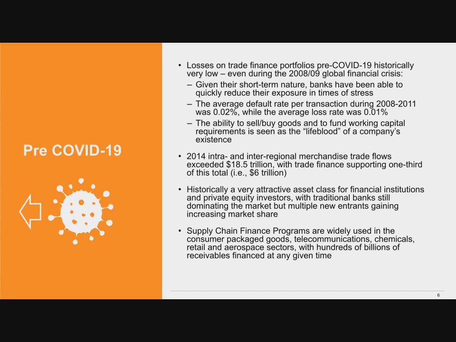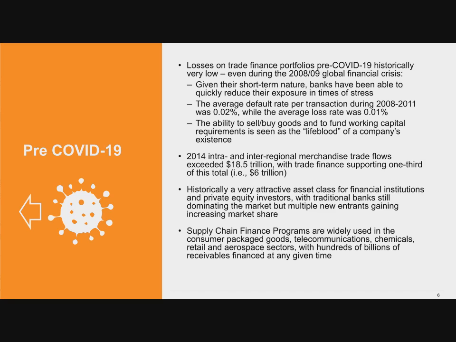So I'd just like to spend a bit of time looking through the pre-COVID-19 position. And in particular, I'd like to look back at the global financial crisis in 2008 and 2009. Losses on trade finance portfolios have historically been very, very low. Given their short-term nature, the 30, 60, 90-day receivable, banks have been able to quickly reduce their exposure in times of stress.